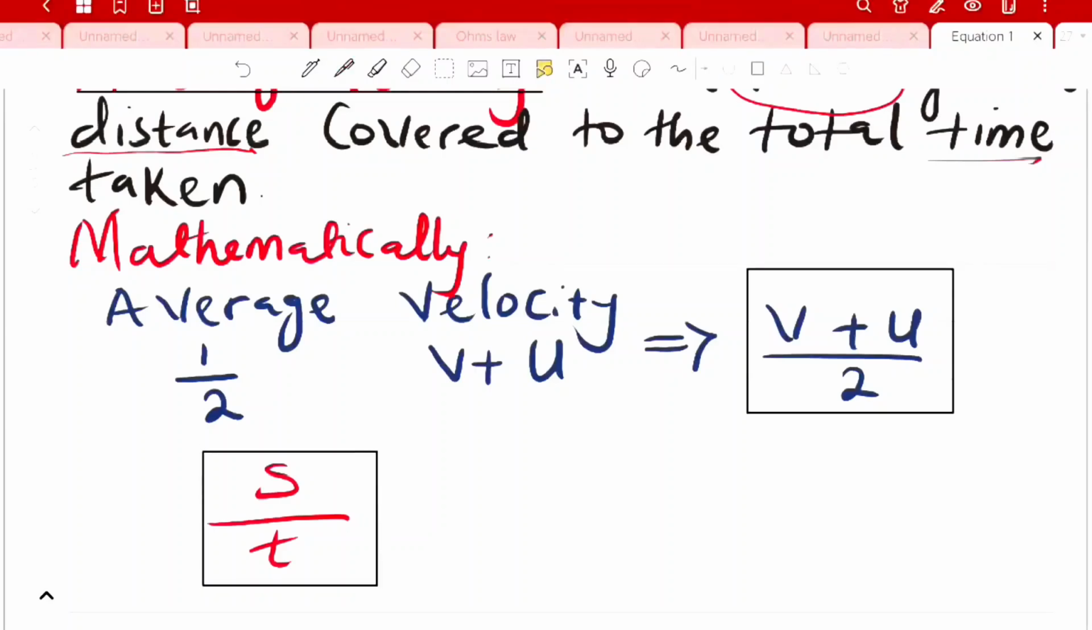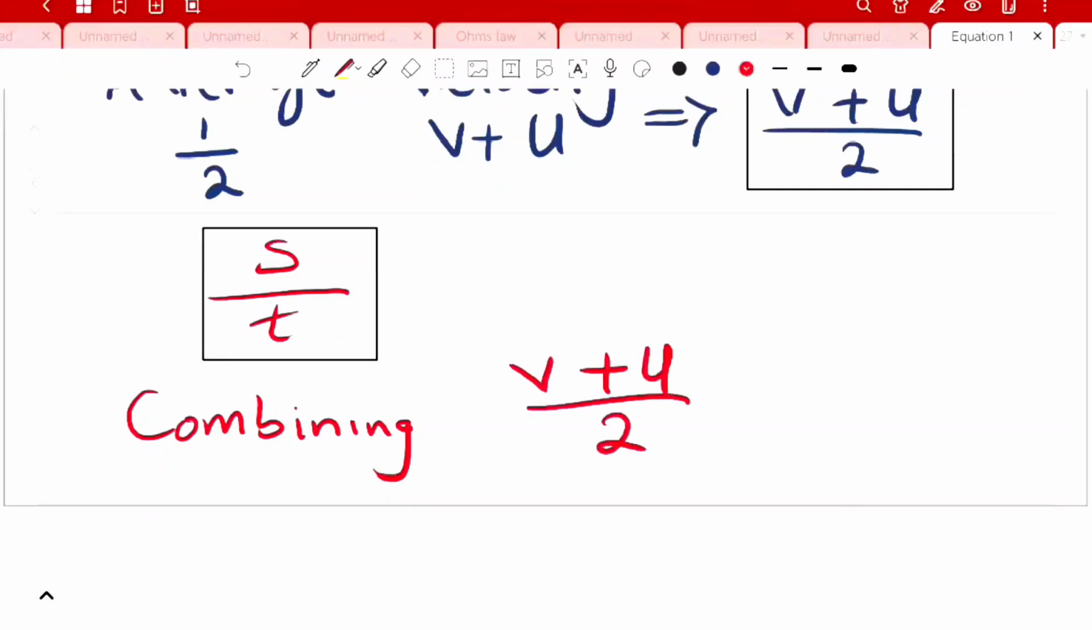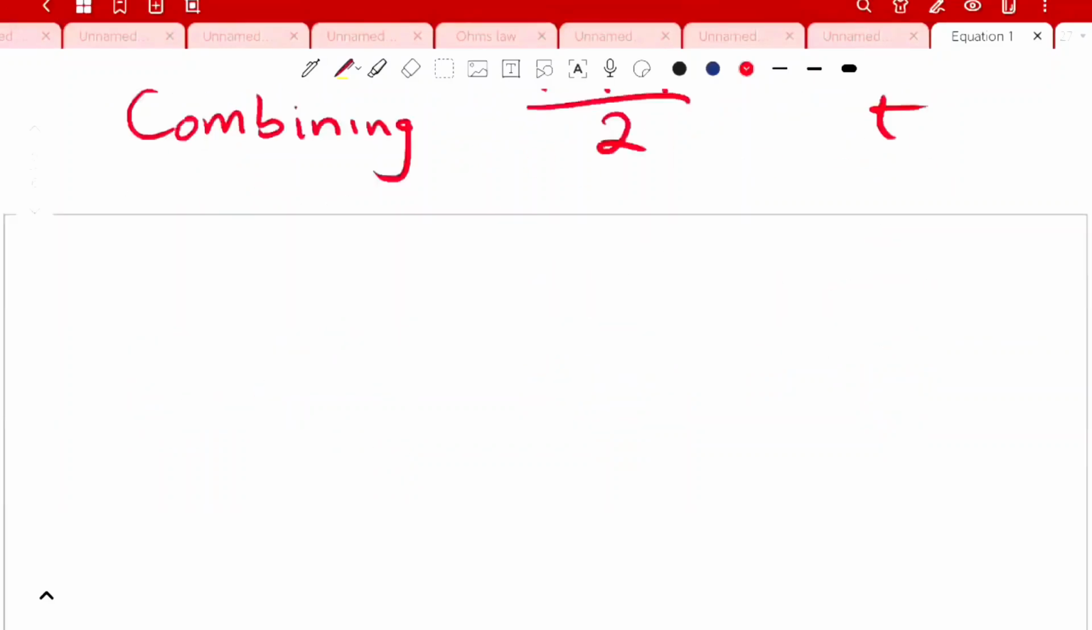Hence, let's combine the two because the definition combines these two. So left hand side, we have v plus u over 2. That's combining the two now. So v plus u over 2 is for left hand side, then right hand side s over t. So v plus u over 2 equals s over t. It is balanced. The equality sign means they are the same, right?